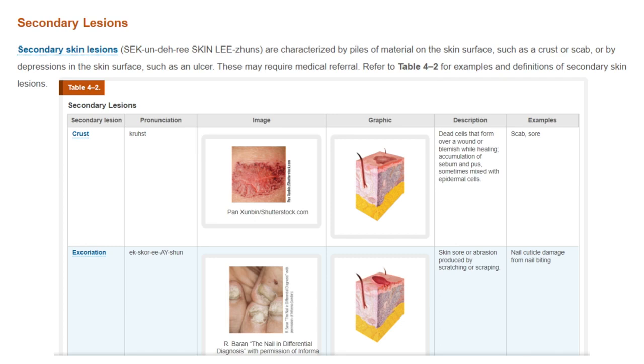Secondary lesion, crust. Description: dead cells that form over a wound or blemish while healing, accumulation of sebum and pus, sometimes mixed with epidermal cells. Examples: scab, sore. Secondary lesion, excoriation. Description: skin sore or abrasion produced by scratching or scraping. Examples: nail cuticle damage from nail biting.